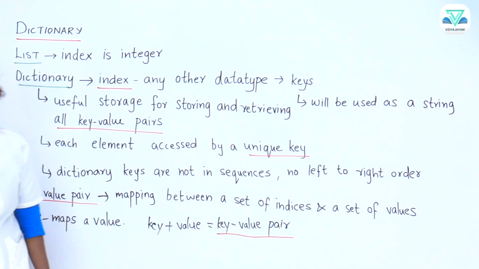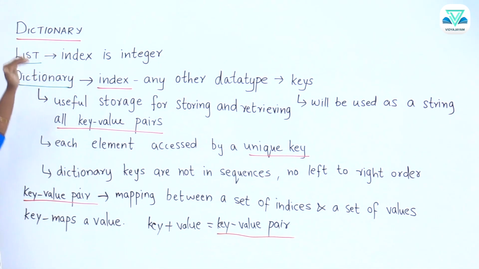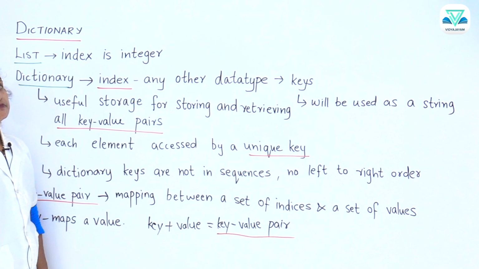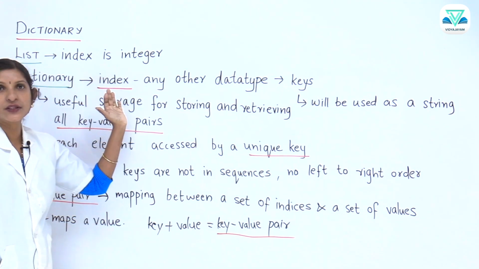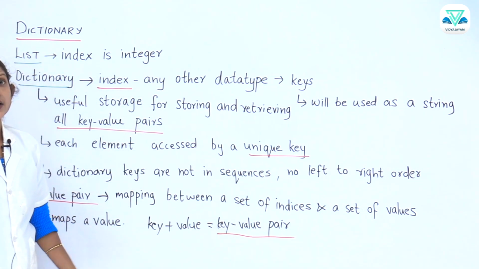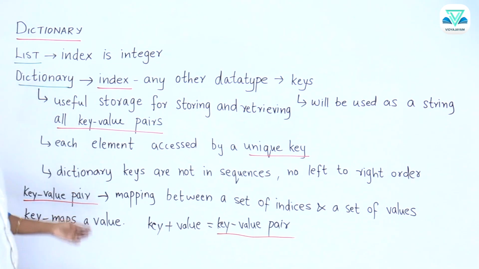Our next topic is dictionary. What is a dictionary? Let us have a look. Dictionary is another type of storage in Python which helps us to store values like a list. But there are certain differences between a list and a dictionary. In a list we have the index and the index will be only an integer. But in a dictionary we can have the index with any other data type and we refer to it as keys.